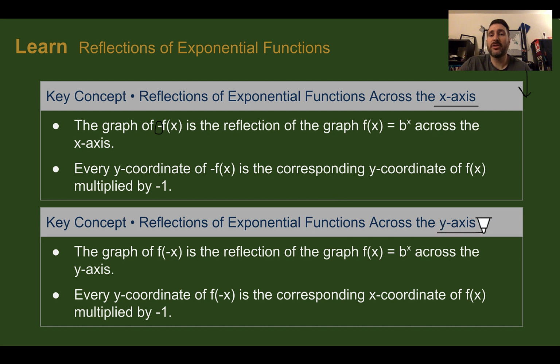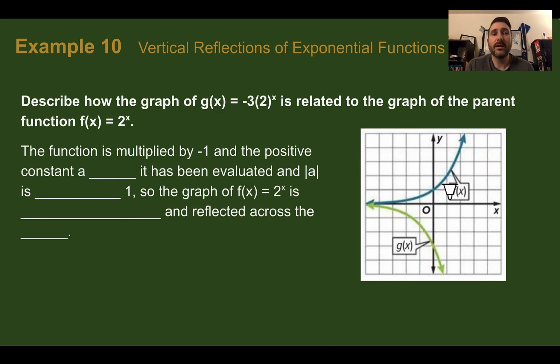Our other type of reflection is across the y-axis, where you are reflecting it sideways. When this happens, the negative is affecting the x value before you multiply it. So usually it's going to be up here in the exponent, like negative x. And what that means is every x coordinate is going to change to the opposite, while the y coordinates will stay the same.